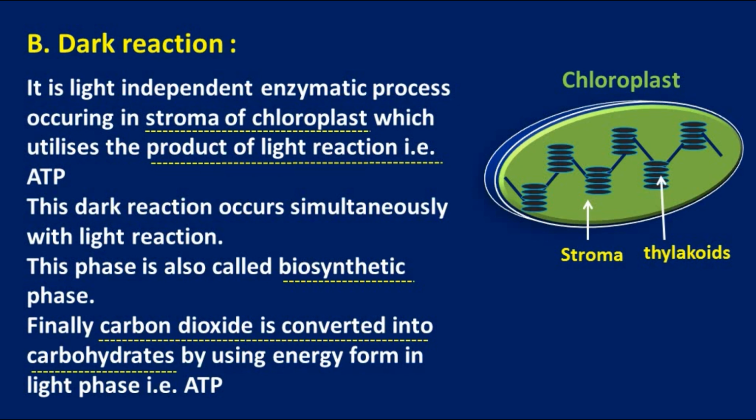This is the dark reaction and the light reaction. These are the two major steps of the photosynthesis reaction. In the light reaction, light energy is converted into chemical energy and the water molecule is split into hydrogen and oxygen. This energy is utilized in the dark reaction for the formation of carbohydrates from carbon dioxide. So these are the two important phases of the photosynthesis process.